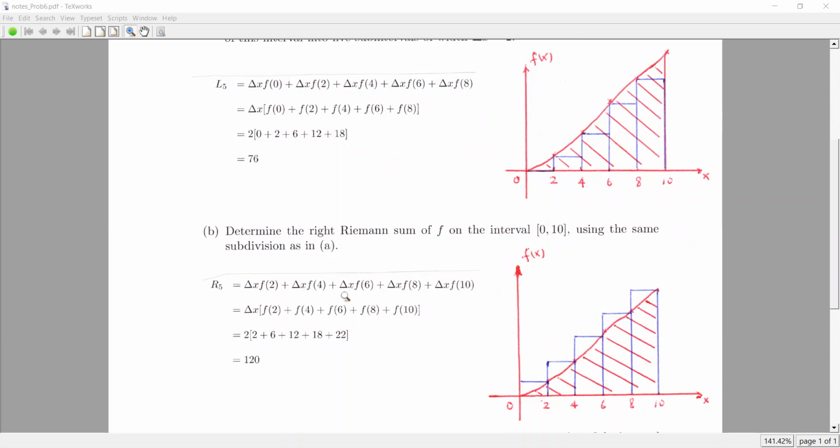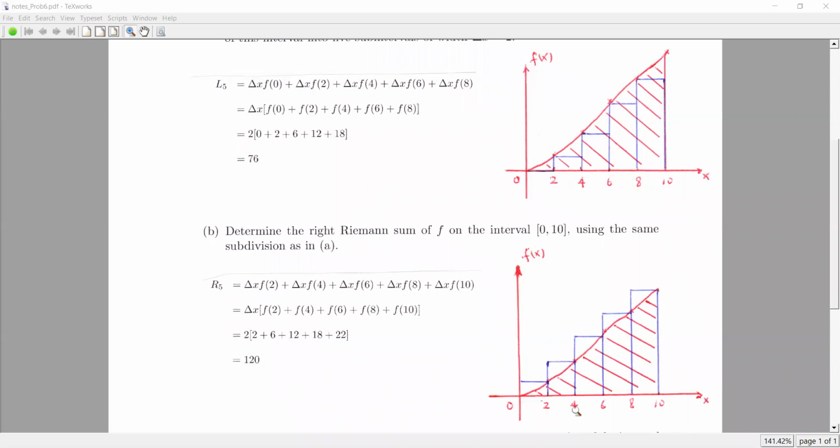To compute this sum, I factor delta x out. From the table, I can tell these function values. Then I have this equation. This number is 120. 120 is an estimate of the integral from 0 to 10.